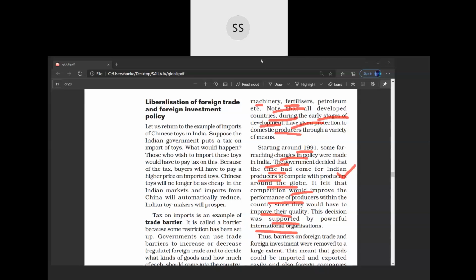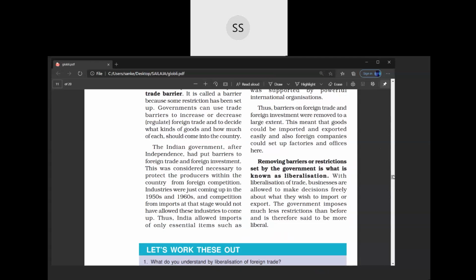which you will do later on. WTO is the World Trade Organization, which controls trade of the whole world. Thus, let's now sum up this part. Barriers on foreign trade and foreign investment were removed to a large extent. So, not only in India, many countries of the world have removed the barriers on trade.